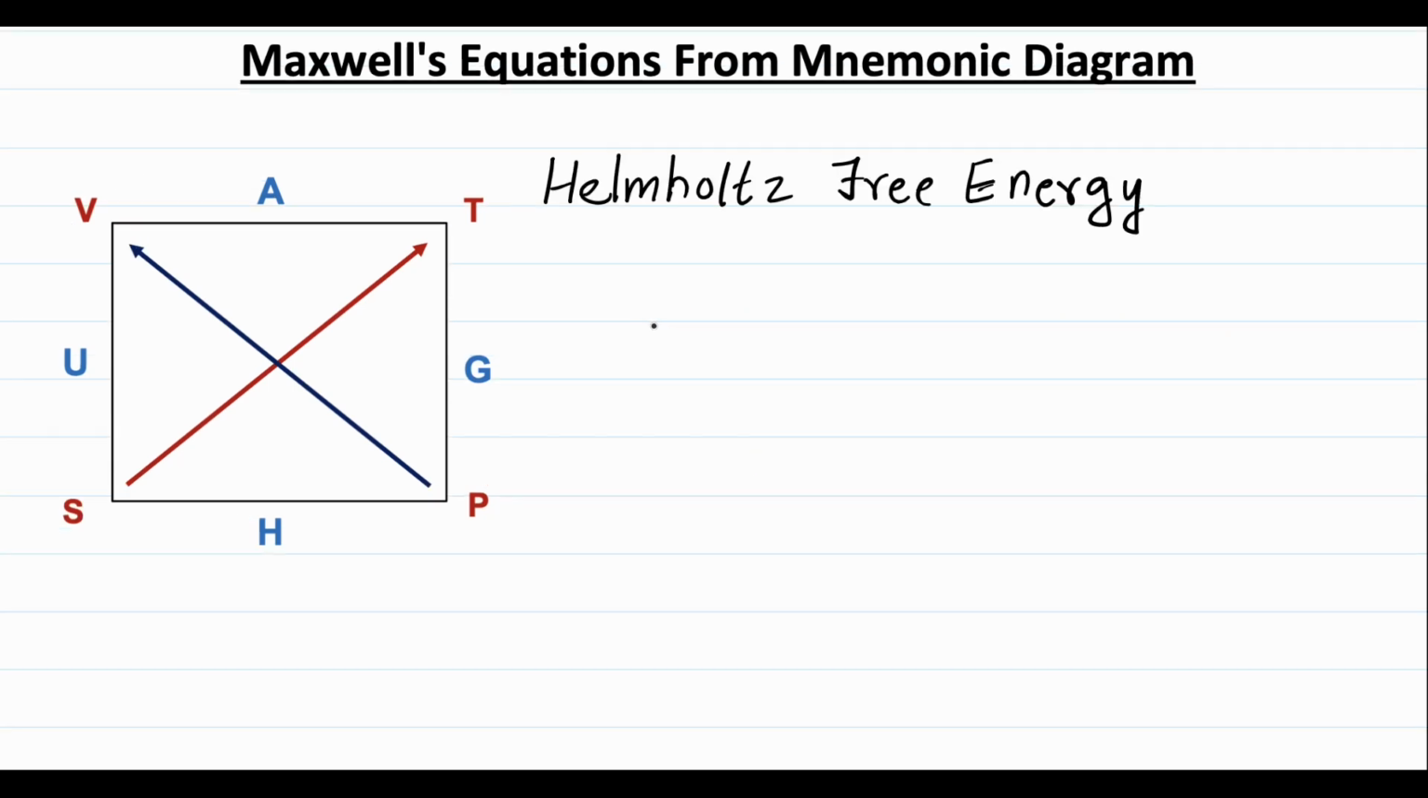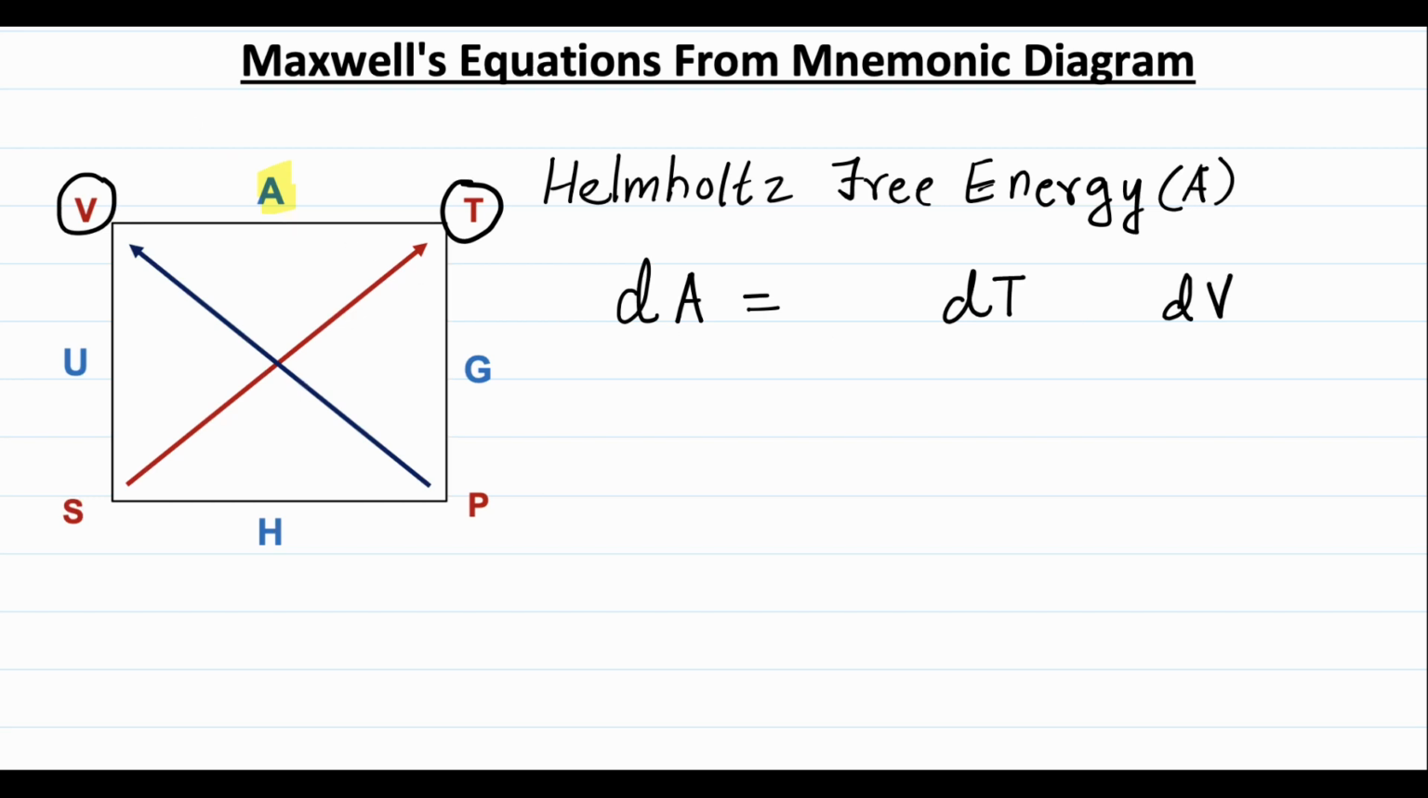Now let's write down the total differential for Helmholtz free energy A. We can see A is right here. Helmholtz free energy is flanked with its natural variables, volume and temperature, on either side. Now let's write the equation. We can write it as dA is equal to the canonical variables dT and dV. To identify the coefficients, we look at the corners that are diagonally opposite. For temperature, the coefficient is entropy, and for volume, the coefficient is pressure.